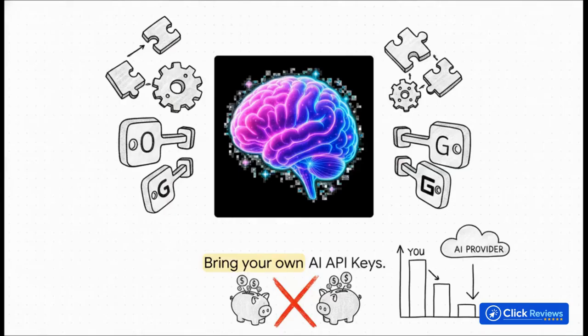Crucially, this system uses what they call a bring-your-own API model. So instead of charging you hidden, marked-up monthly fees for AI credits, you just plug in your own API keys directly from OpenAI, Gemini, or Claude. This is honestly a massive shift in modern software. You pay the AI provider directly for the tokens you actually use, which means absolutely no middleman markups. You are completely in control of your own usage costs and how fast you scale.